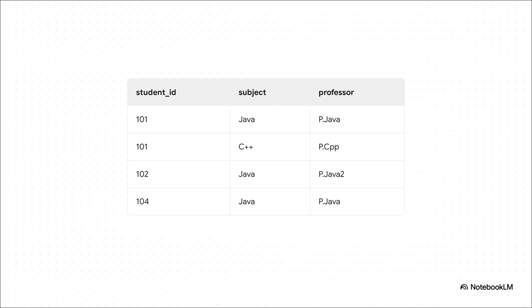Okay, check out this table. Believe it or not, this is technically in third normal form. We've got students, the subjects they take, and the professor teaching that class. Now, a student can take multiple subjects, and a subject might be taught by a few different professors. But here's the hidden rule, the catch. In this system, each professor teaches only one subject. And that creates a subtle dependency that 3NF just doesn't catch.